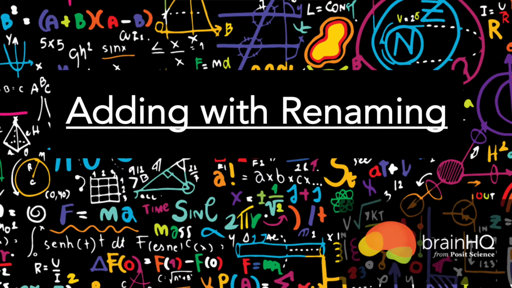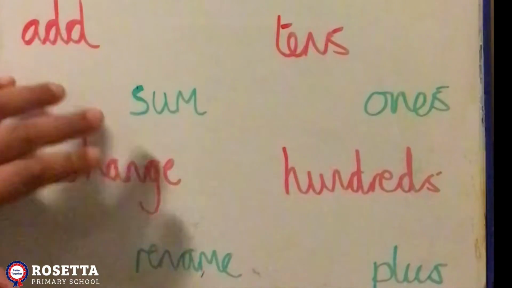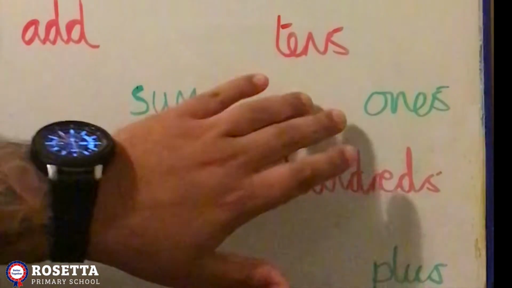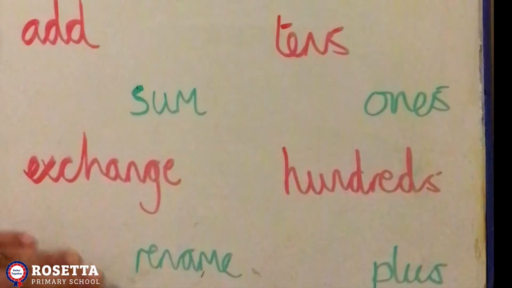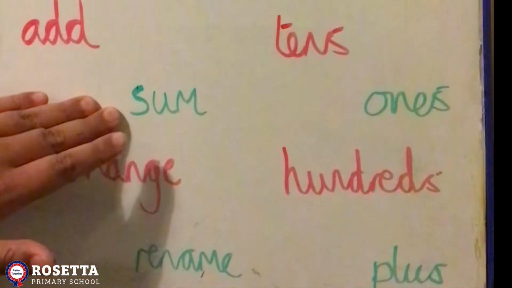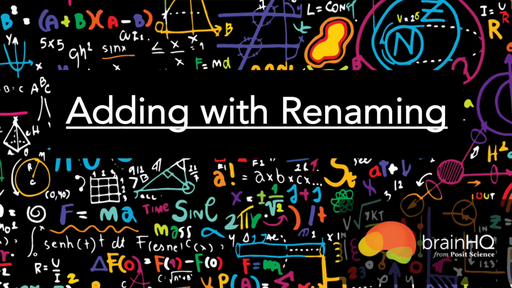Hi guys, today we're going to look at adding with renaming, and I need your help. We're going to look at a word problem that's going to come up on the screen, and you are going to pause the screen there and have a go. Okay, so we've got some key vocabulary words up here: add, tens, ones, hundreds, plus, rename, exchange, sum. You should know all of these words and possibly think of your own words as well.